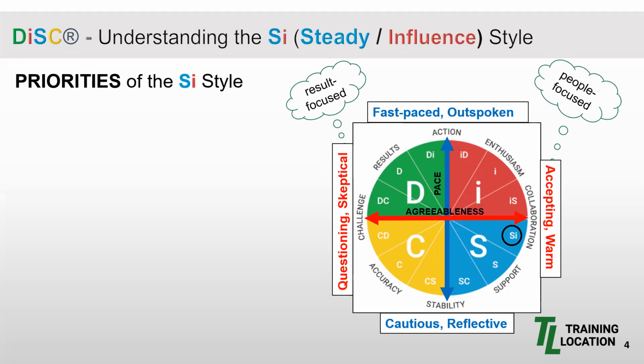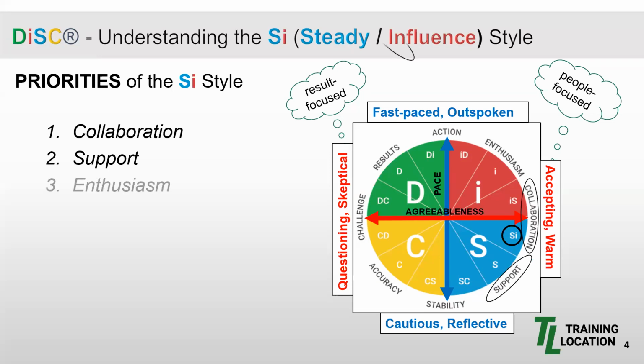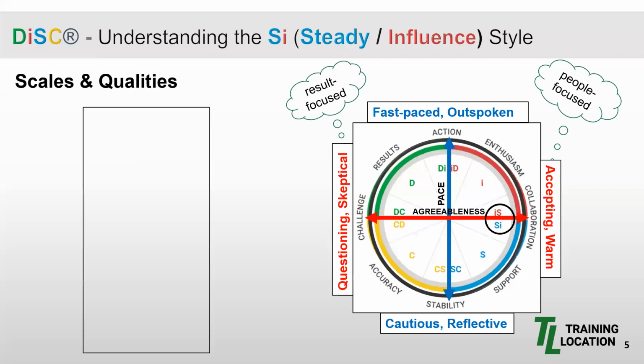Now, the priorities of the SI style, which are shared with the adjacent IS style, include collaboration. The SI likes to involve others in making decisions. They try to build team spirit and are less concerned with individual accomplishment. The second priority is support. The SI places a high importance on the needs of others. Their accommodating nature sets aside their own opinions and needs to help others. And third and last is enthusiasm. The SI comes across as cheerful. They tend to see the positive in most situations and are encouraging of other people's ideas.